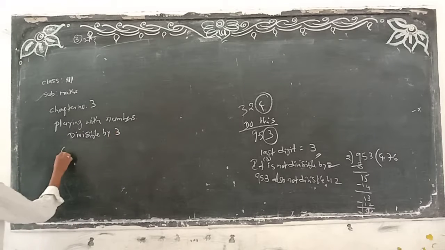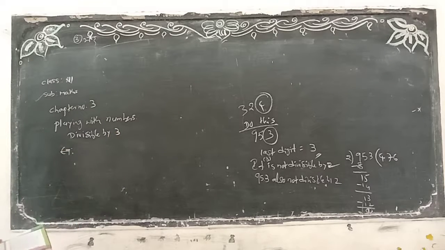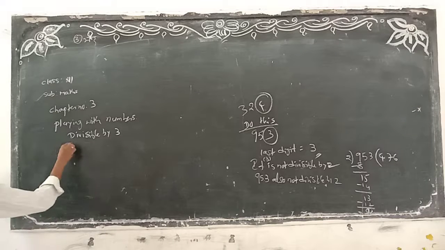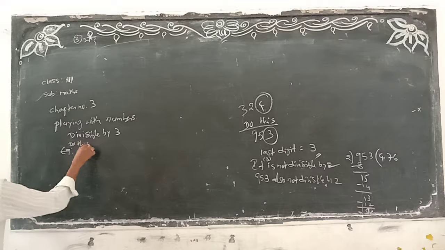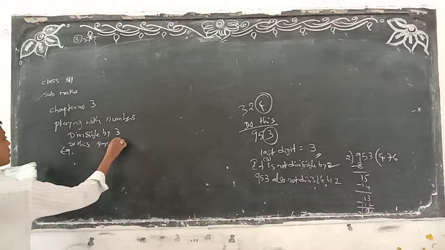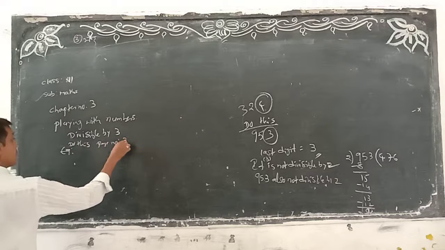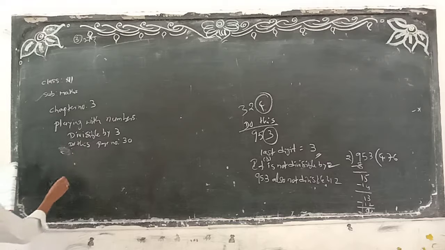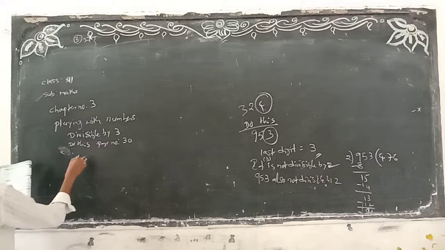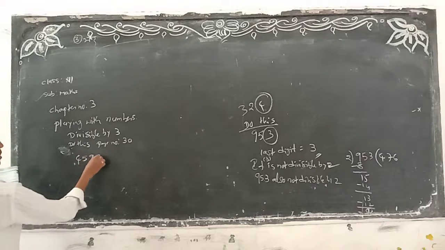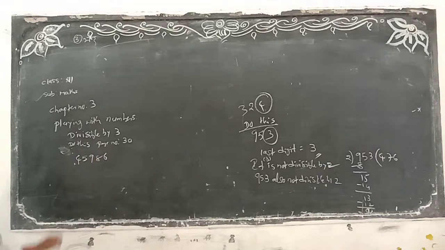Divisible by 3. For example, turn the page, do this. Page number 30. If I took the number 4, 5, 9, 8, 6, what is the divisibility condition of 3?